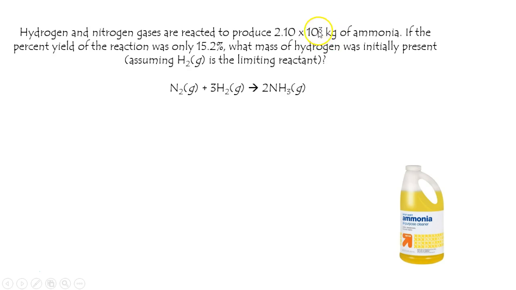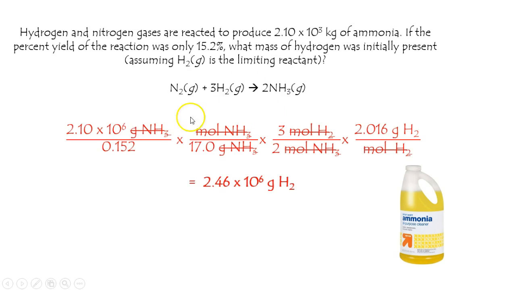We do need to turn this into grams when we do molar masses, so I would call that 2.1 times 10 to the 6 grams, and we need not the actual yield of the reaction, but what it would have been theoretically, and it's going to be some 8 times higher, right? We do that by just taking the inverse.